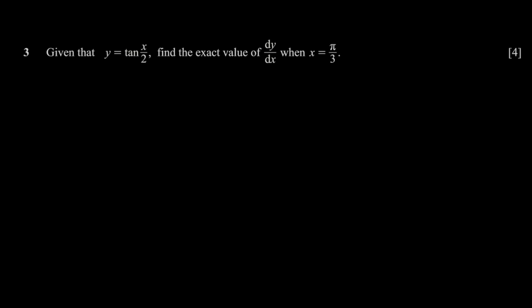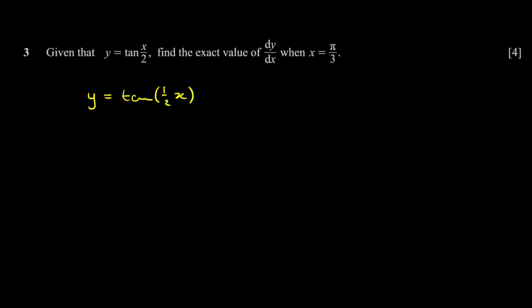Okay, then question 3, given that y is equal to tan of a half x, find the exact value of dy/dx when x is equal to pi by 3. Okay, so we've got to differentiate tan of a half x, so I'm going to write that as y is equal to tan of a half x.